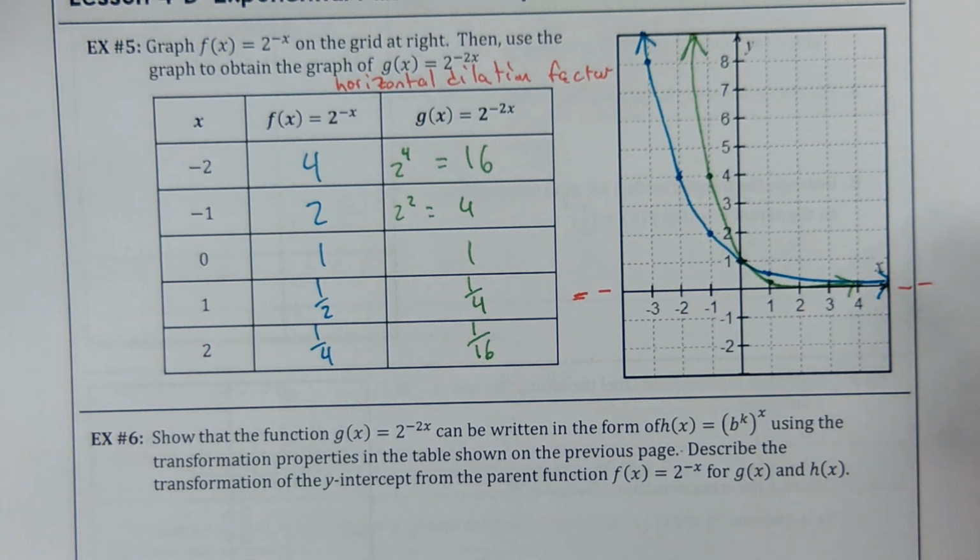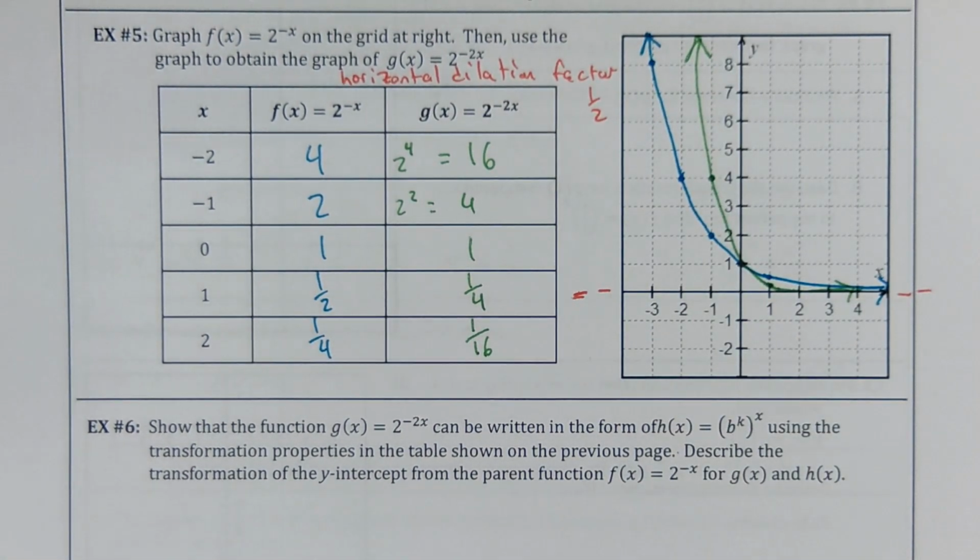Factor reciprocal of 2. Oh, the green graph is half as wide as the blue graph. So what does that do to our coordinates? That cuts all the x values in half. It gets all the x values closer to the y-axis.